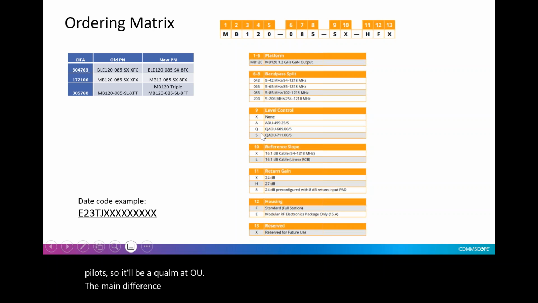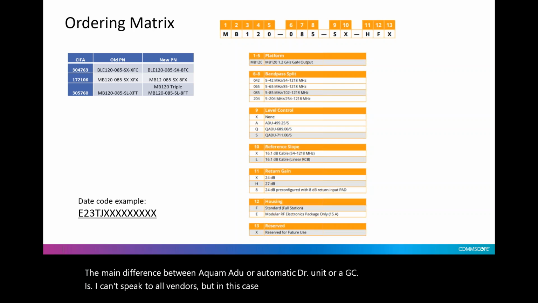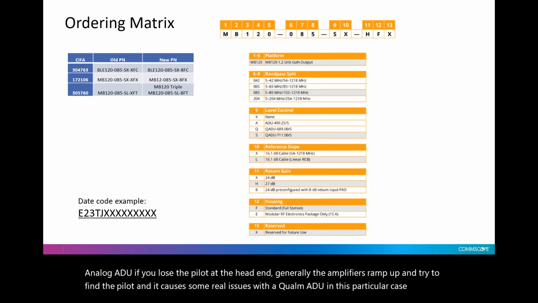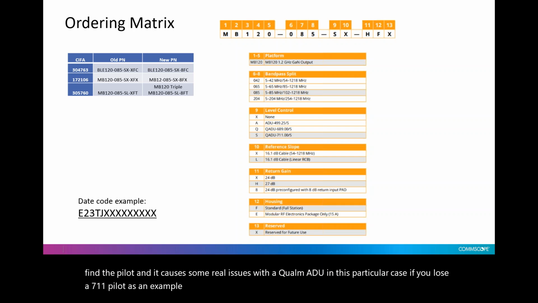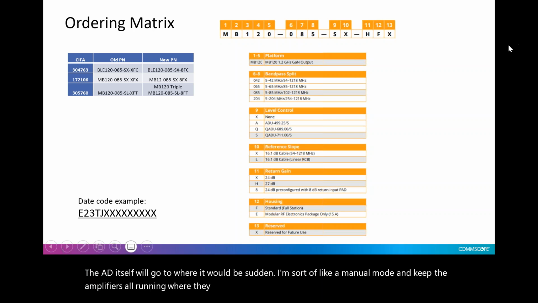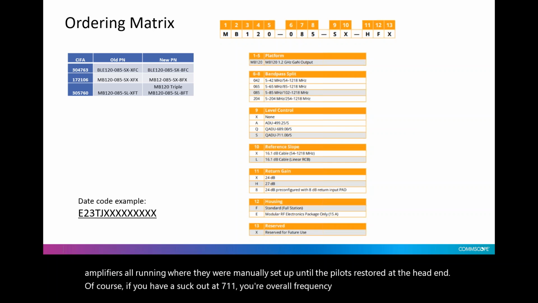The main difference between a QAM ADU or an automatic drive unit or AGC is, I can't speak to all vendors, but in this case, with an analog ADU, if you lose the pilot at the head end, generally the amplifiers ramp up and try to find the pilot, and it causes some real issues. With a QAM ADU, in this particular case, if you lose a 711 pilot as an example, the ADU itself will go to where it would be set in sort of like a manual mode, and keep the amplifiers all running where they were manually set up until the pilot's restored at the head end. Of course, if you have a suck out at 711, your overall frequency response is low at that particular point.